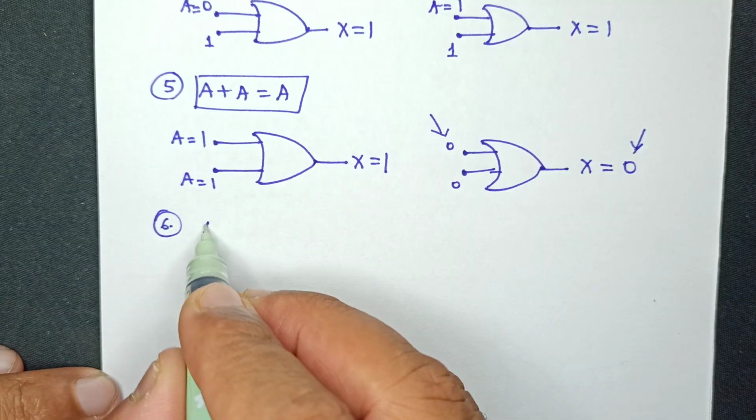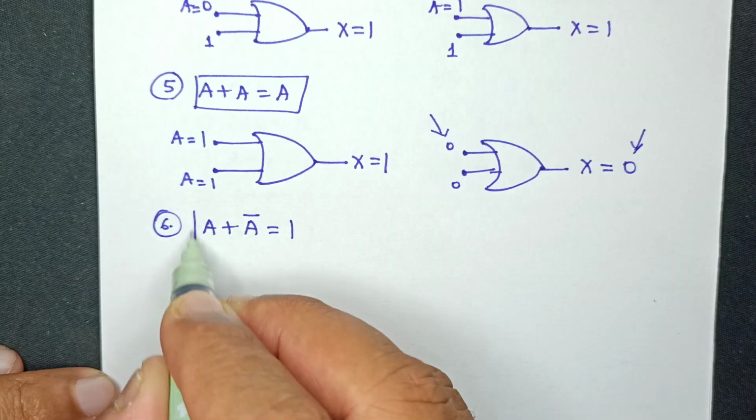Then we have the sixth rule that says that a plus a bar is always equal to 1.